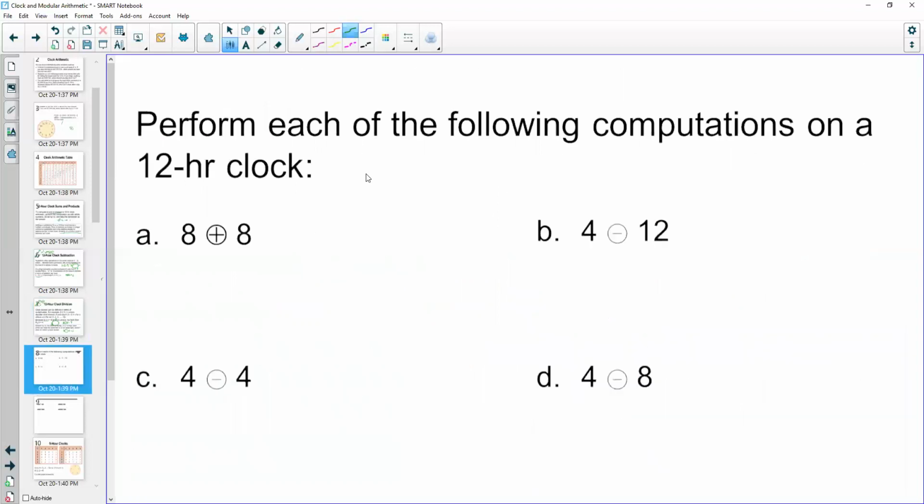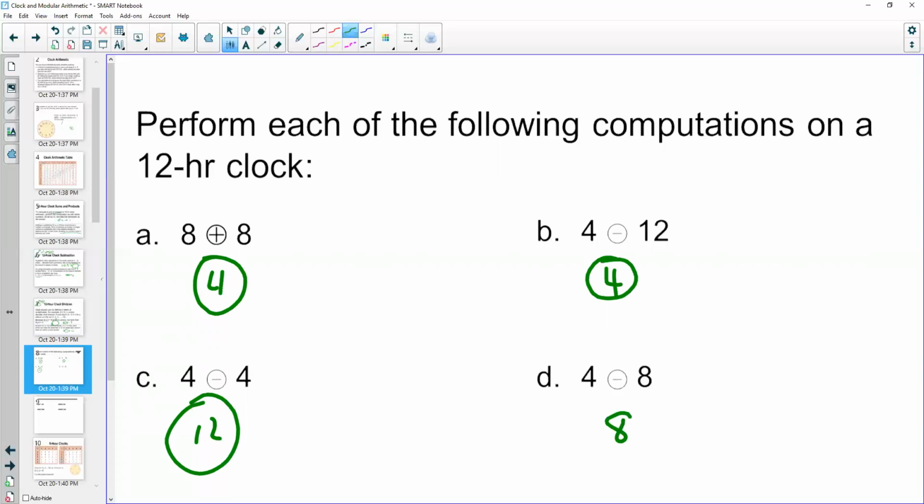All right, so let's try some of these. You try them. Let's see how they go. 8 plus 8 on the clock. So start at 8 o'clock and add 8 hours. Where do you get? You should get to 4. 4 minus 12. If you start at 4 o'clock and take off 12 hours, you should end up back at 12. 4 minus 4, you start at 4 o'clock and go back 4 hours, you get 12. And then 4 minus 8, start at 4, go back 8 hours, you get to 8. All right, that wasn't terrible.